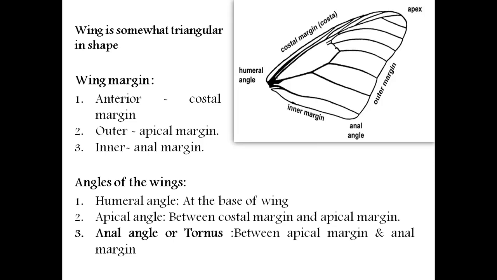Generally, among the pterygotes, wings arise from the meso- and metathoracic segments of the thoracic region. The front pair of wings are known as forewings, and the back pair of wings are known as hind wings. These are the two types of wings, the front and the back.